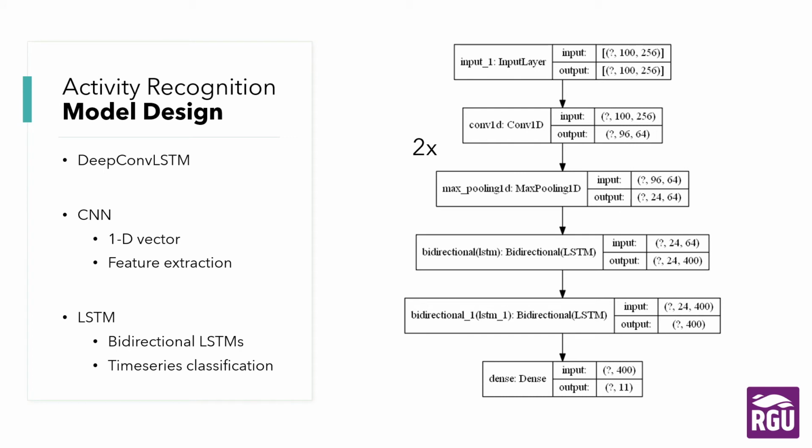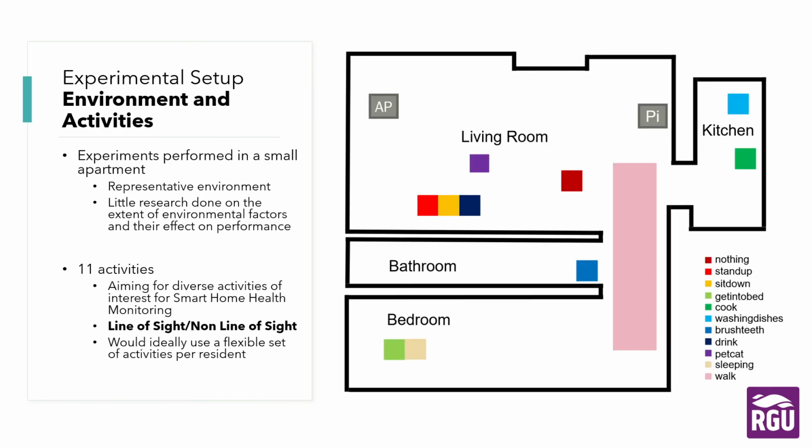This is then passed along to two sequential bidirectional LSTM layers, which are well suited to time series classification. What's notable here is that we've actually observed a clear improvement in performance when using bidirectional layers as compared to standard LSTMs. Now, moving on to the experimental setup.